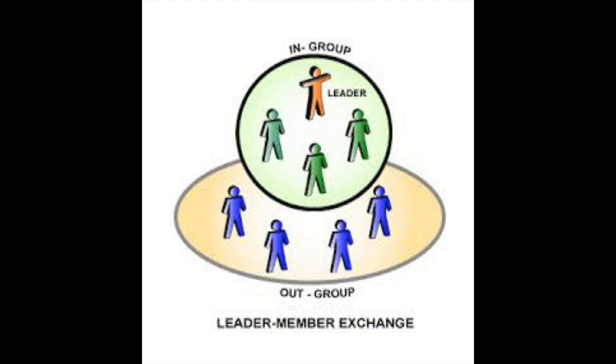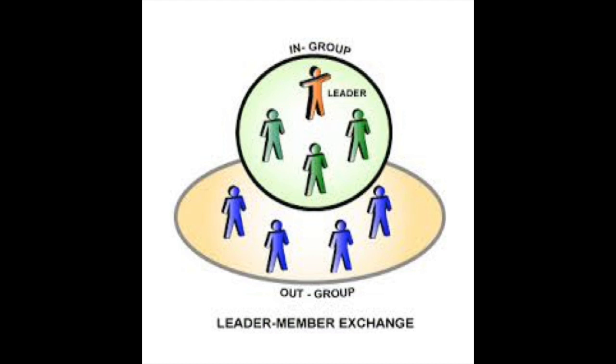In this diagram, you see that the leader is in orange and that there's a group in green. This is where it separates the in-group and the out-group. And the leader is specifically focusing on professional development in the subordinates in the green, which represents building up the leader-member exchange. It clearly defines the in versus the out-group members.